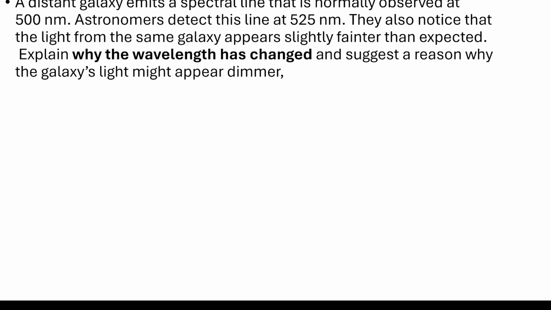Well, let's try this one. You try it first. A distant galaxy emits a spectral line normally observed at 500 nanometers. Astronomers detect this line at 525. They also notice that the light from the same galaxy appears slightly fainter than expected. Explain why the wavelength has changed, and suggest a reason why the galaxy's light might appear dimmer. So you have to explain two things: why the wavelength has changed and why it is appearing dimmer. Let's explain the first point first: why the wavelength has changed.